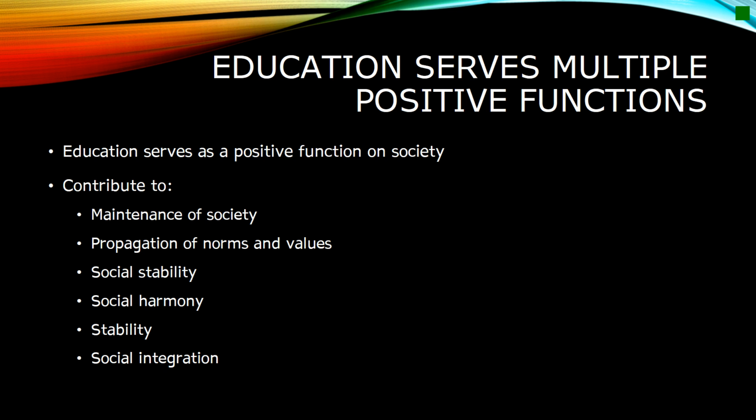The propagation of norms and values results in social stability and cohesion, which contributes to the achievement of social equilibrium. Functionalism views society as being on a constant course towards social stability, and education is one of several social institutions that contribute to social harmony, stability, and social integration.